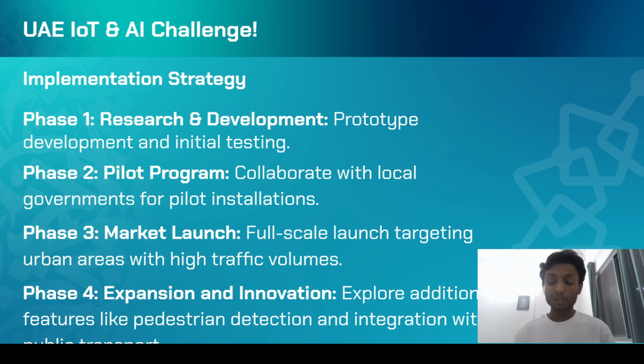Once we are done with phase 2, we'll go to phase 3, that is the proper market launch, where there'll be a full-scale launch in urban areas with huge traffic volumes. And at the end, phase 4, that is expand and innovate, to expand the features like pedestrian detection, detecting emergency vehicles, detecting public transport, and giving them priority.